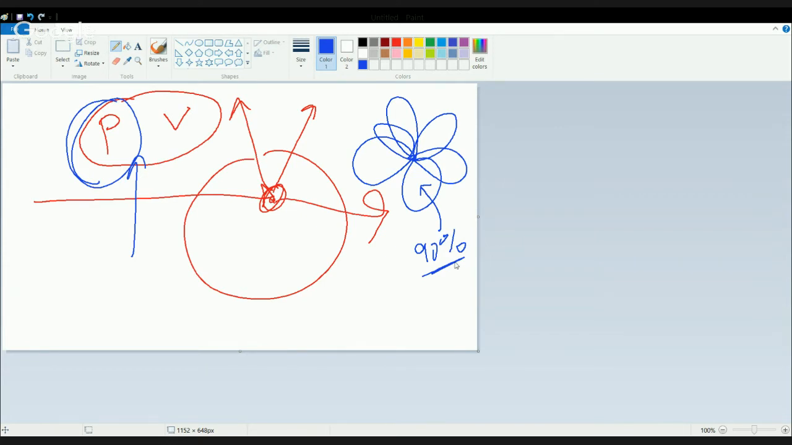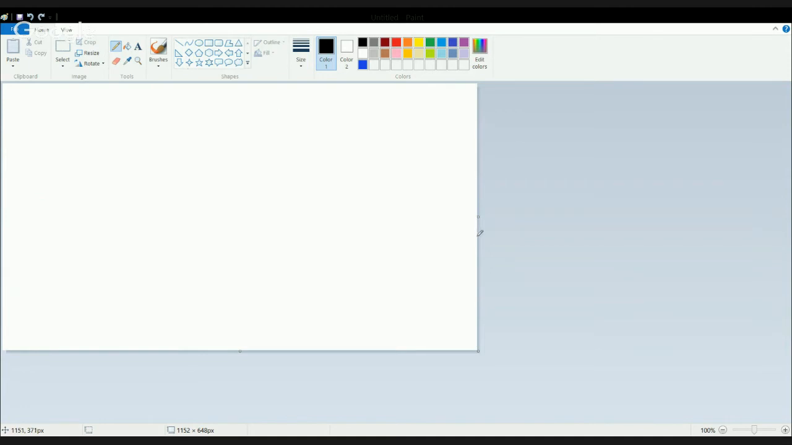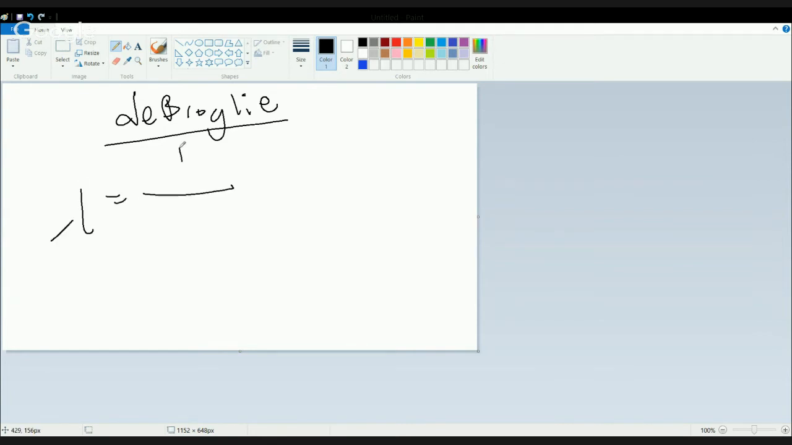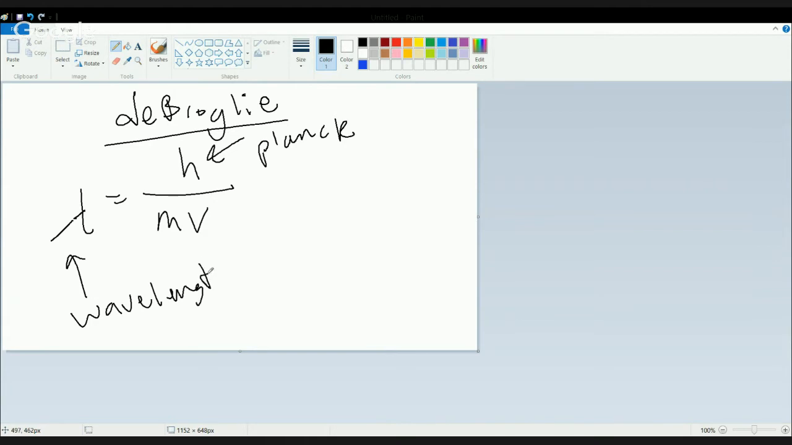The other question this person had is, how does the de Broglie equation support the wave mechanical model? So de Broglie is the guy who came up with the wavelength is proportional to this equation. Wavelength being the lambda, h being Planck's constant. This is the wavelength. M is for mass, and v is for velocity.